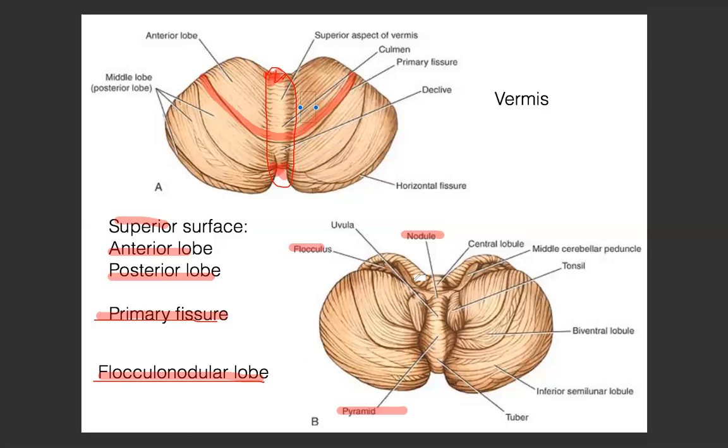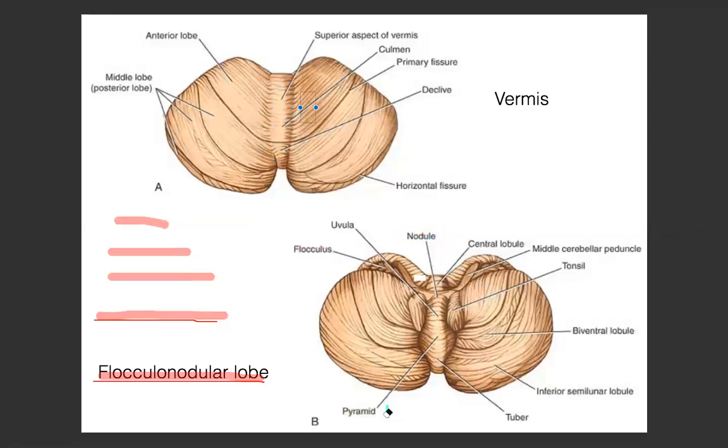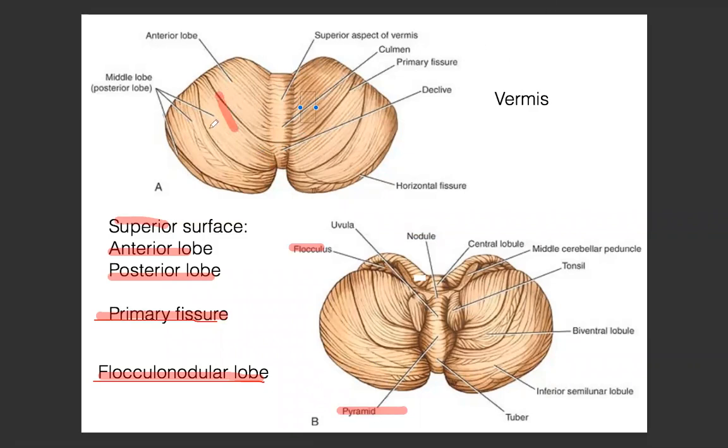Okay, let me repeat that. Which part is not clear? The vermis. Let me try to clear it up. The cerebellum has a right and a left, right? So we have a right cerebellar hemisphere and a left cerebellar hemisphere, just like the brain has a right and a left. Same idea. But in the middle between the right and left we have the vermis. So the vermis is the area right between the two hemispheres, or right between the right and left cerebellum.